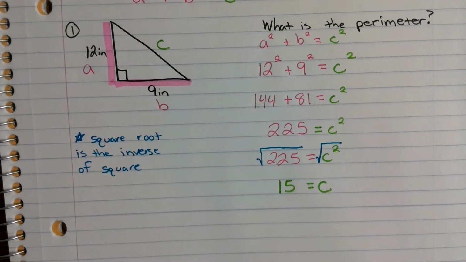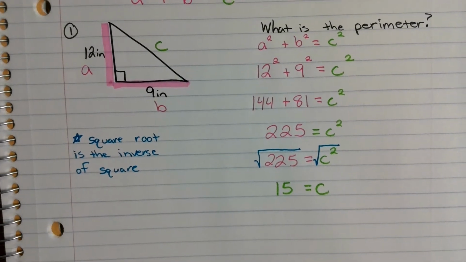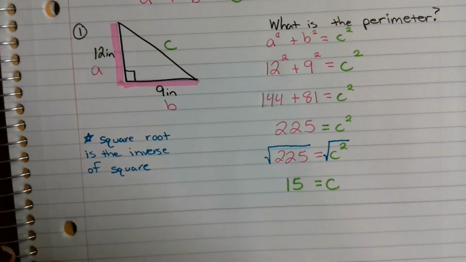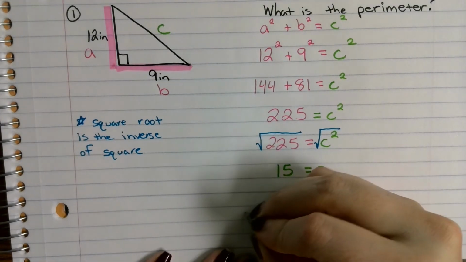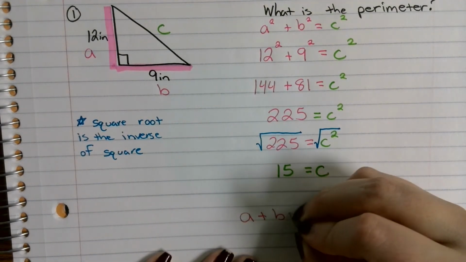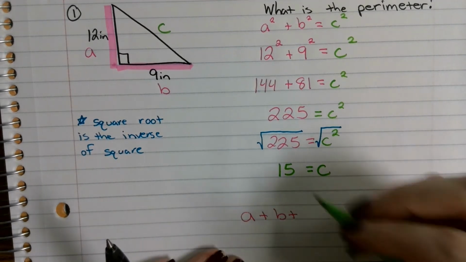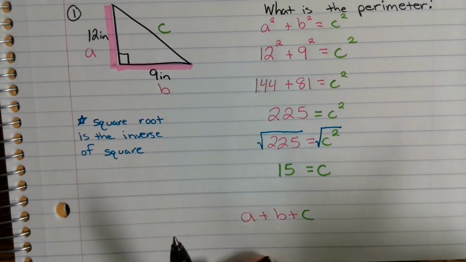No, I did not, because what was the question? What is the perimeter? How do I find perimeter? Add up all the sides. So now, for the perimeter, I need to take A, add it with B, and add it with C, and that's going to equal the perimeter.